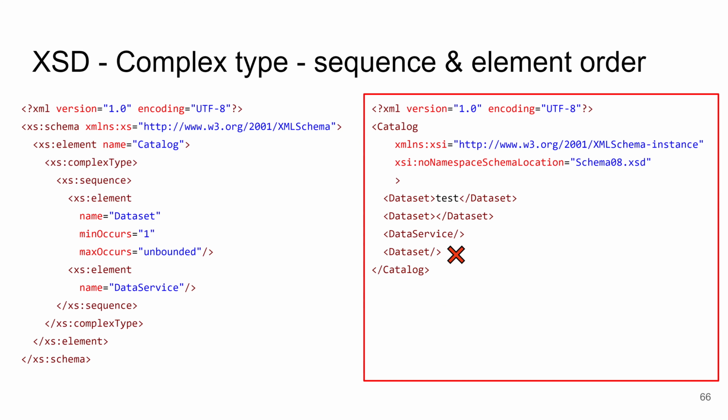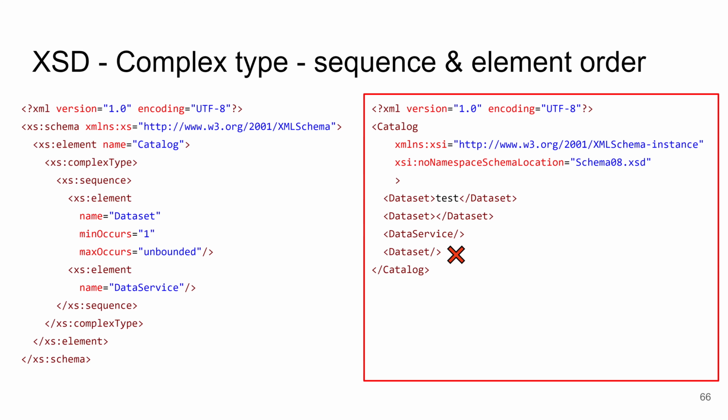Now we'll extend the sequence with a data service element. So now in our catalog we want both datasets and data services. And the instance we have here is invalid. And why is that? Well, it is because, as I mentioned, the order of elements in the sequence is important here. And the XML schema here defines that first one or many dataset elements come, and then a data service element may or may not be there.